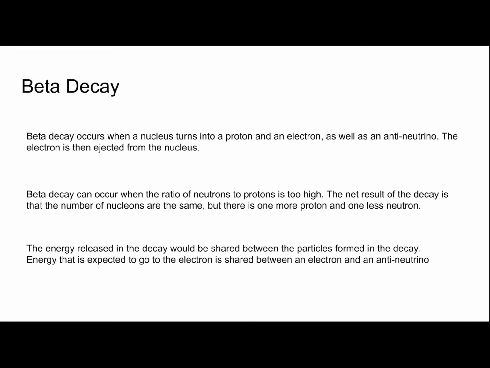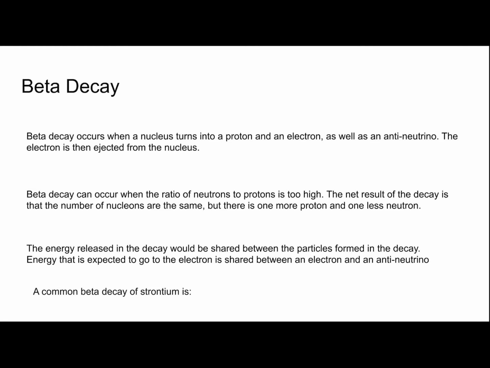The energy released in this decay is shared between the particles formed in the decay. The energy that's expected to go to the electron is shared between the electron and the antineutrino. In terms of the antineutrino, all you need to know is that it's a subatomic particle that is massless and has no charge. Some of the energy that would be expected to go to the electron actually goes to this antineutrino.